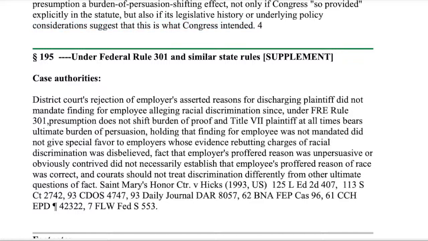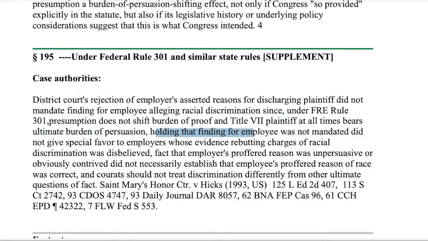Here's our supplement for Section 195, similar state rules in the Federal Rule 301, case authorities. District Court's rejection of employers' asserted reasons for discharging plaintiff did not mandate finding for employee alleging racial discrimination, since under Federal Rule 301, presumption does not shift burden of proof. And Title VII, plaintiff at all times bears ultimate burden of persuasion.